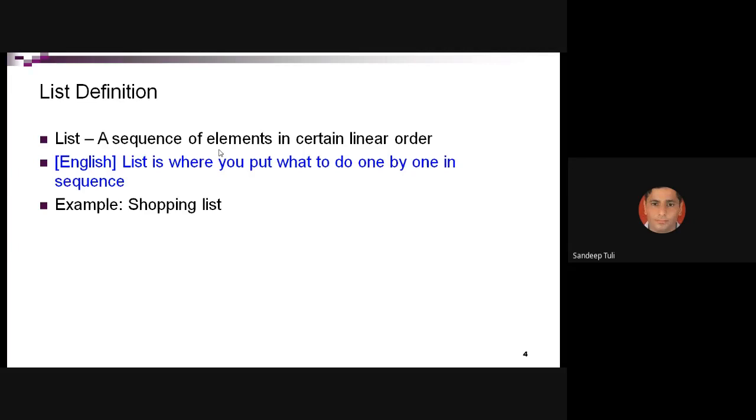A list is where you put what to do in a one by one fashion. We can take an example of a shopping list. Whenever you go to purchase something in malls or shopping areas, most of us have with us a list of shopping items that we need to purchase.